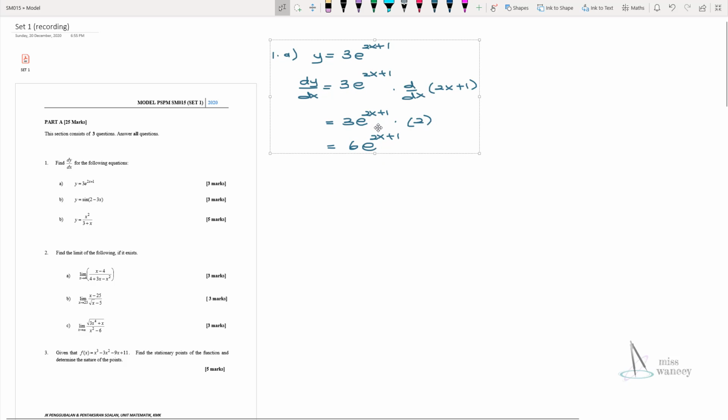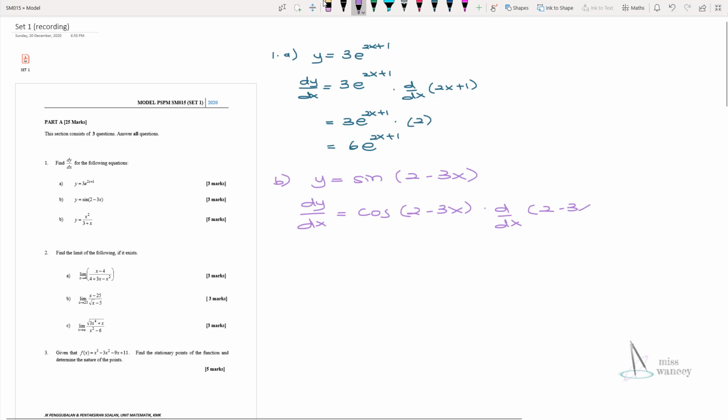Right, so now how to answer B? Let me choose another color. So 1B. We have y is equal to sine of 2 minus 3x. So differentiate sine, dy over dx. Differentiating sine, we are going to get cos, so cos of whatever we have at the back. And then of course we need to differentiate 2 minus 3x. Differentiating 2 minus 3x will give us negative 3.